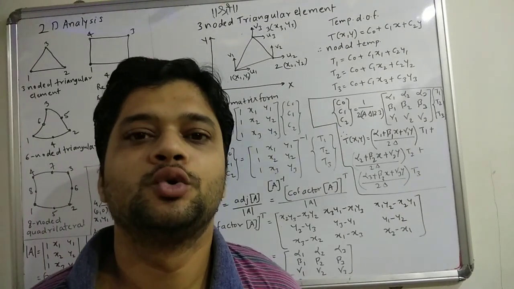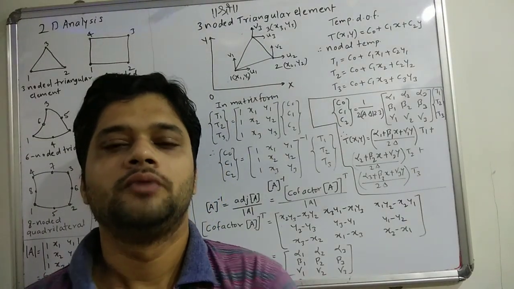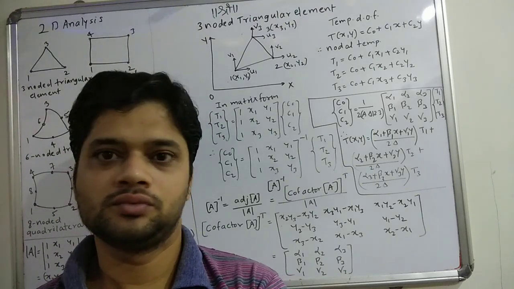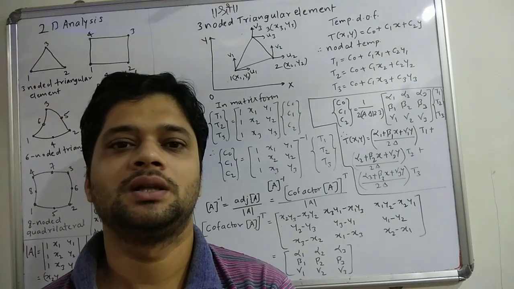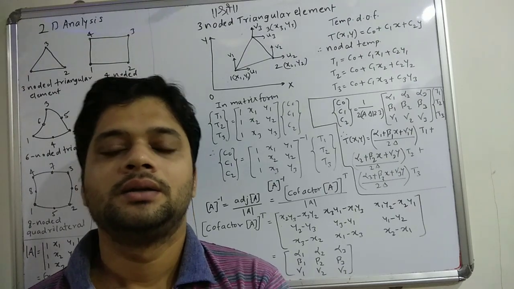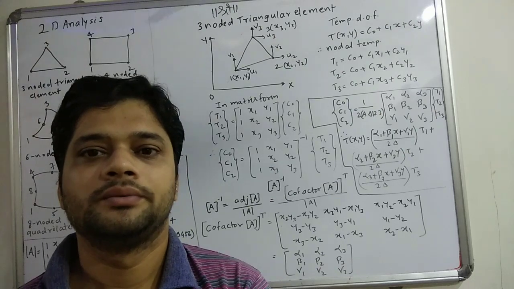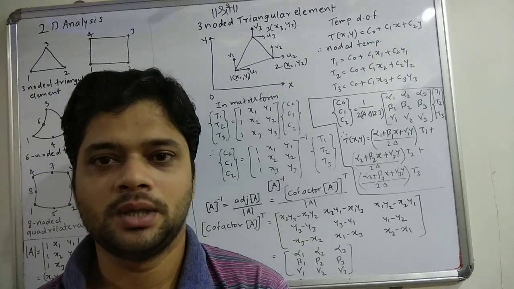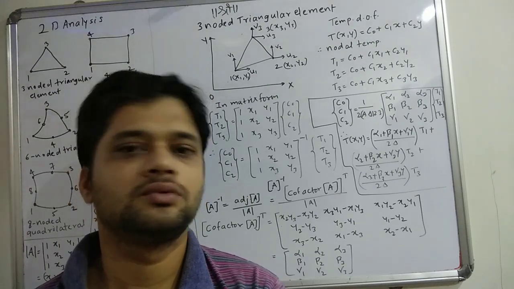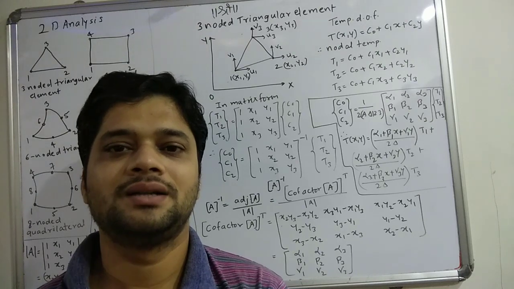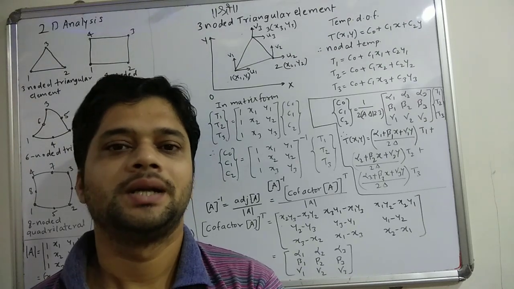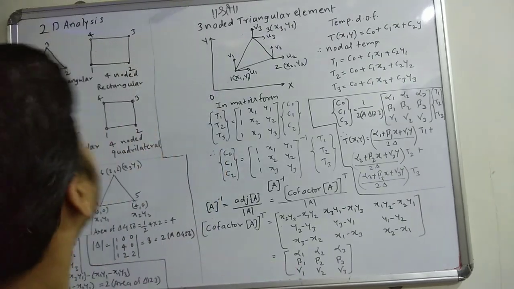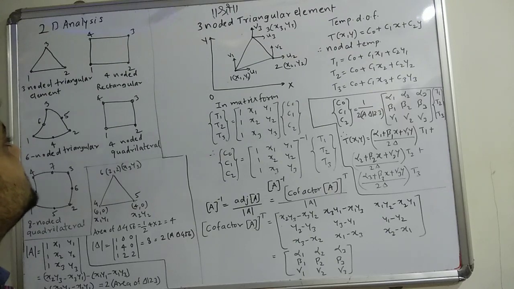So we'll begin with two-dimensional analysis. When we talk about two-dimensional analysis, we will first see a few types of elements, and then we will see the derivation of shape functions for the three-noded triangular element, and also how to find the stresses and strains in the two-dimensional three-noded triangular element.